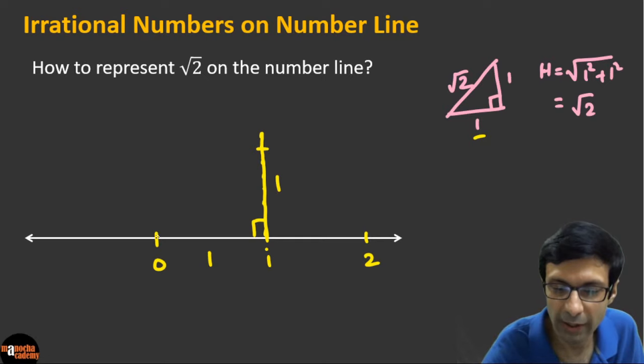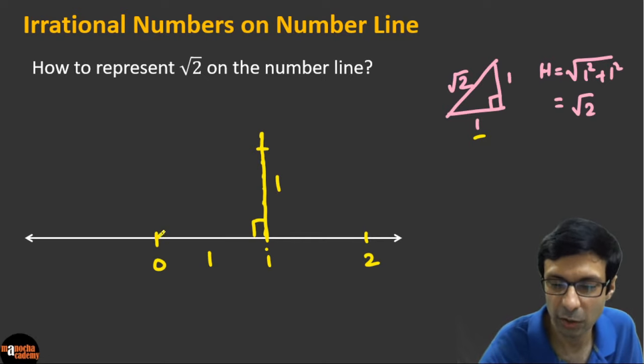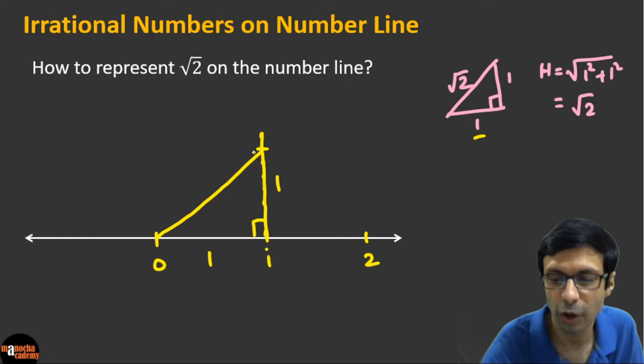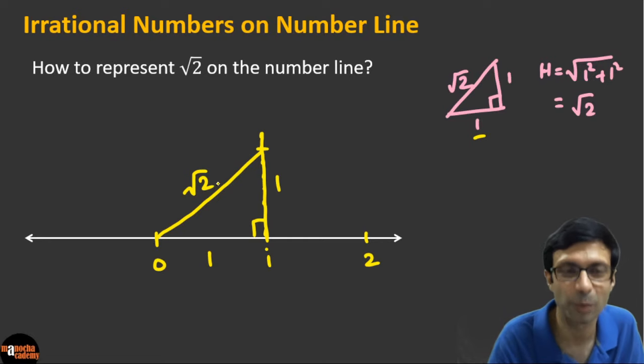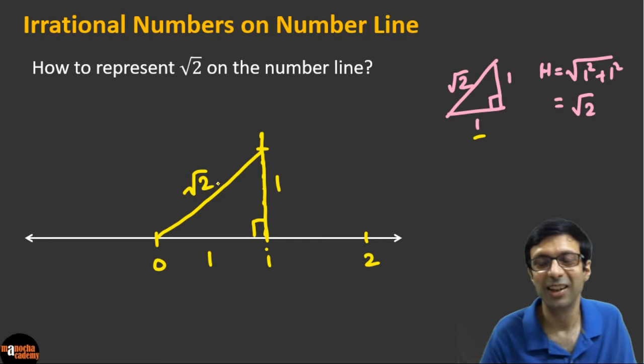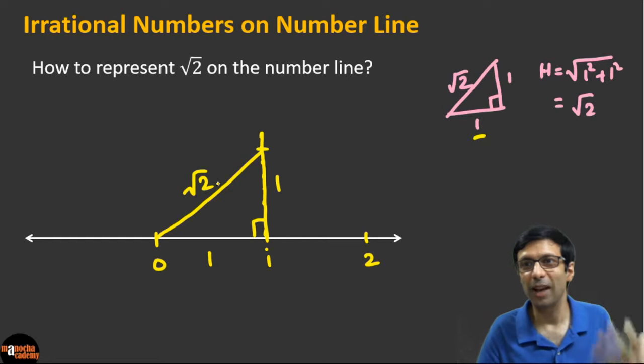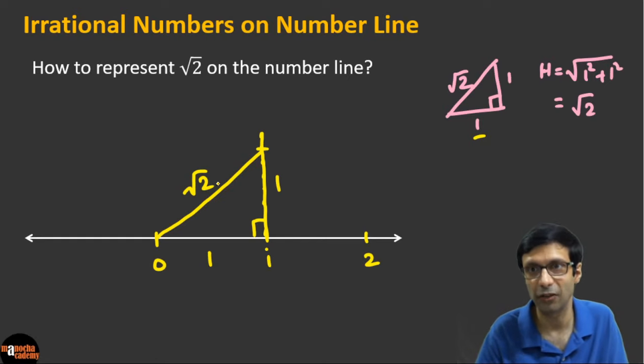And now if you join this, you need to draw the perpendicular using construction. I'm sure you know that. And now if you join this, the length of this hypotenuse, as we discussed, is going to be root 2. Clear? So guys, we're using Pythagoras theorem and representing root 2 here geometrically, right?